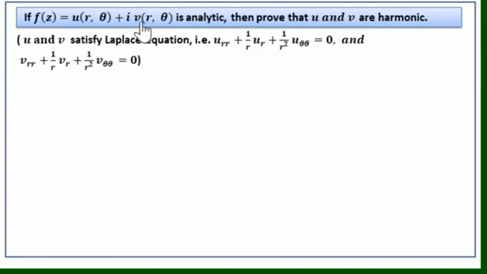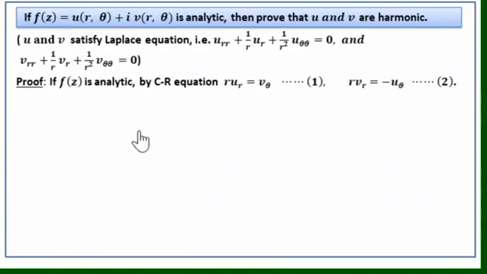To prove this, suppose the function is analytic, it's given that the function is analytic, so u and v satisfy the Cauchy-Riemann equations in the polar form. The Cauchy-Riemann equations are dou u by dou r equal to 1 by r dou v by dou theta, and dou v by dou r equal to minus 1 by r dou u by dou theta. Or cross multiplying, r into dou u by dou r equal to dou v by dou theta, or you can write r ur equal to v theta. Similarly, r vr equal to minus u theta.